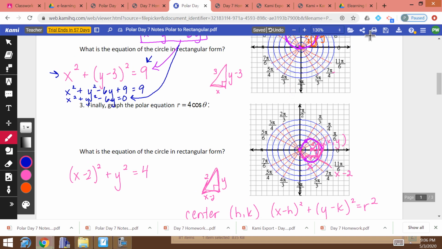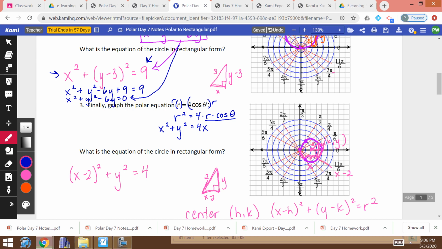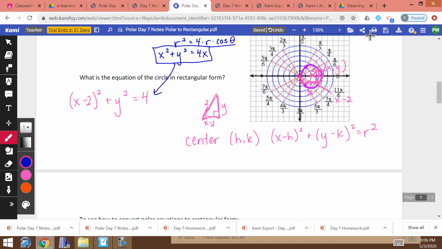Again, instead of squaring both sides, I'm going to multiply both sides times r. So that gives us r squared. Again, 4 times cosine times r. I'm just going to rewrite it in a different order here. And that means r squared is x squared plus y squared. And over here, r times the cosine of theta is just 4x. And again, you can verify that those are actually exactly the same thing.